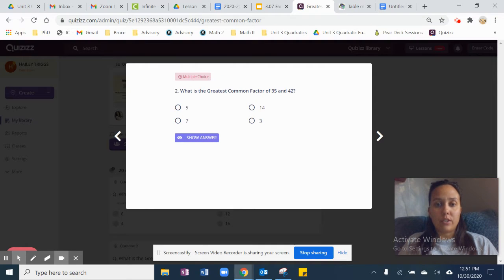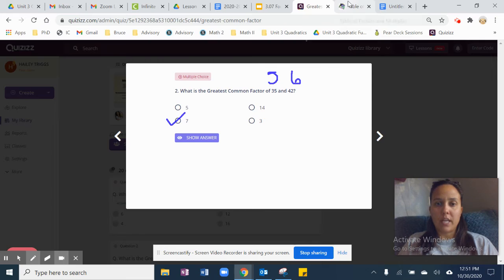35 and 42. Let's start with the biggest. 14. 14 doesn't go into either one of those, so that cannot be an answer. 7. 7 goes into 35 5 times, and it goes into 42 6 times. So that would be the correct answer.